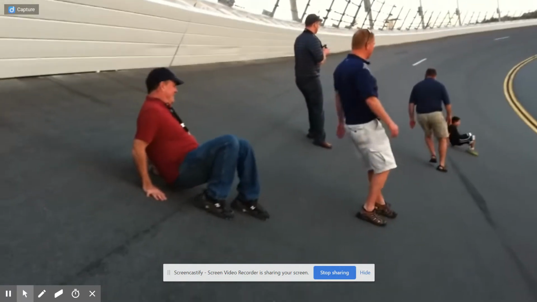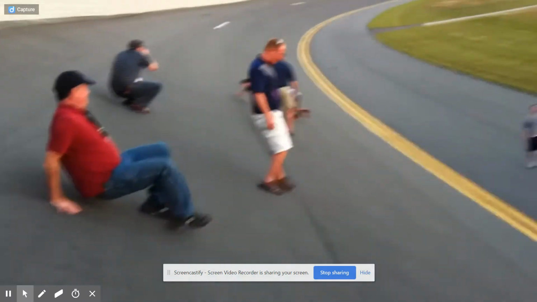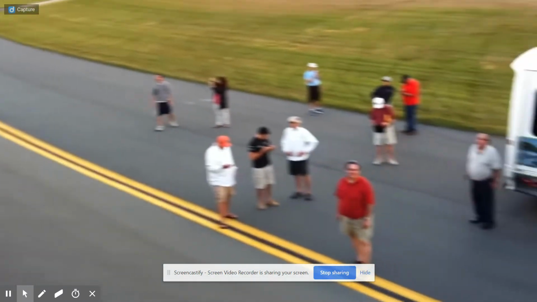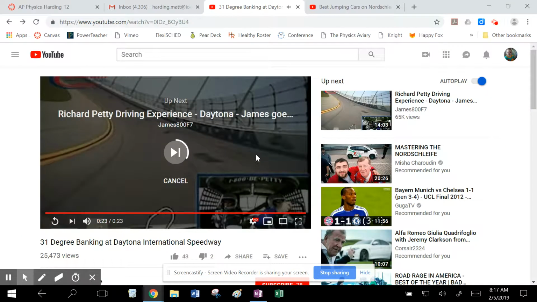And so you can get an idea of just how steep the angle of the road is there. I think it's 31 degrees at this point in the turn. So there's people standing on level ground. And yeah, you can get a sense of what that looks like.